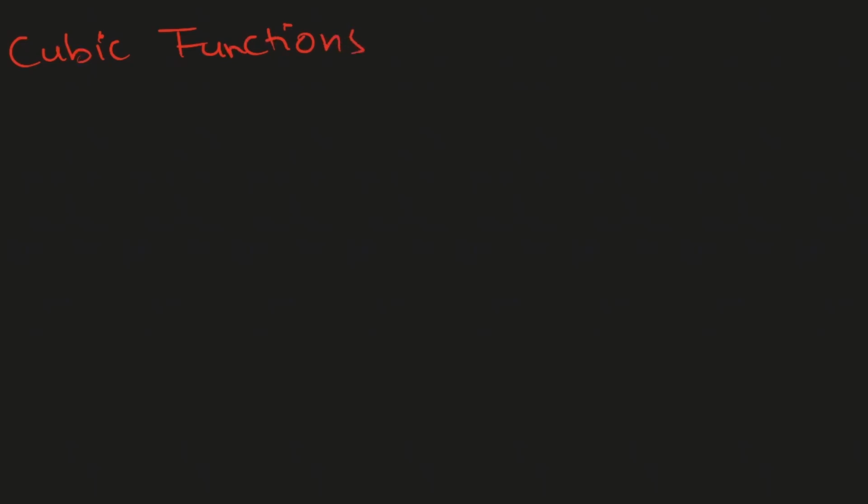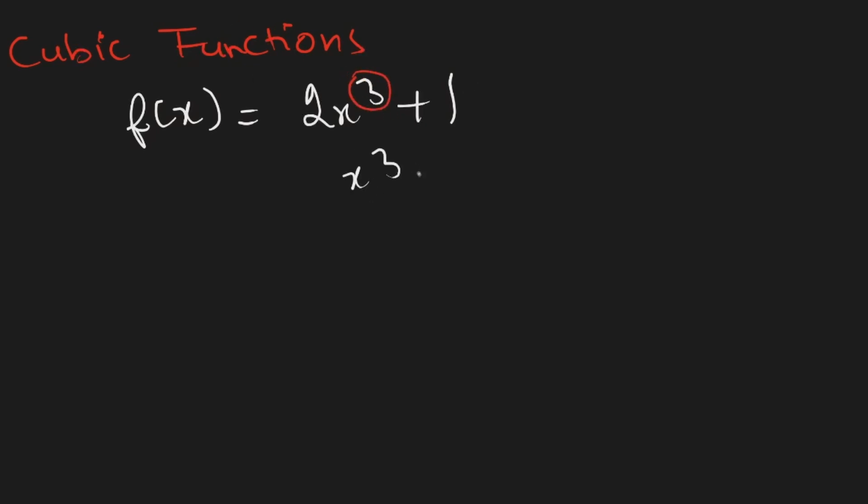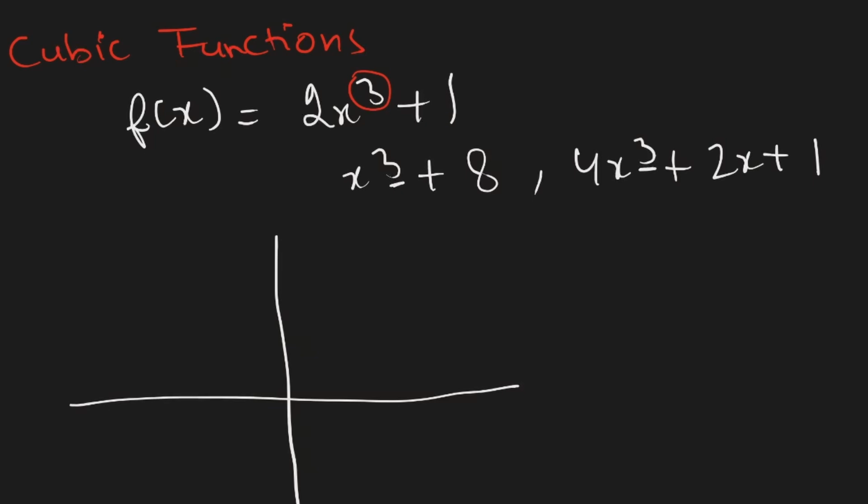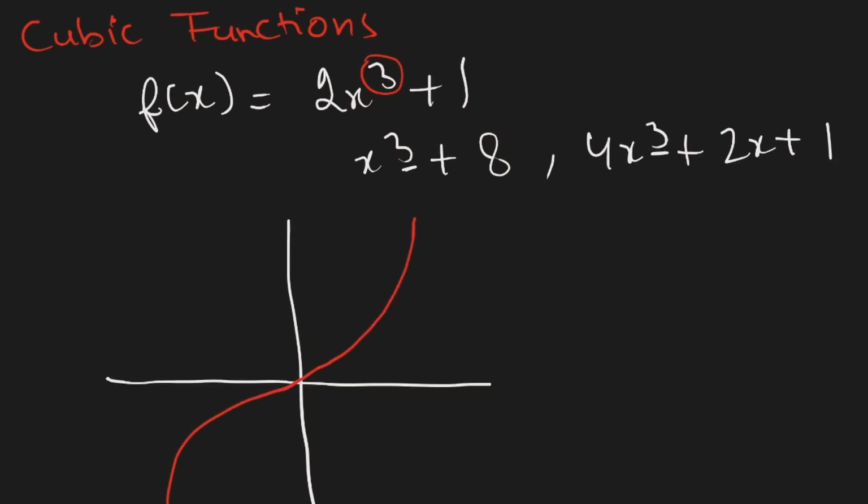Next one is the cubic function. In these types of functions, the power of x is raised to 3. So we have x cubed, y cubed, z cubed. It could be any unknown. The only thing is that it's of power 3. For example, we have 2x cubed plus 1, x cubed plus 8, 4x cubed plus 2x plus 1. The power of 3 makes it a cubic function. If we want to plot its graph, it's somewhat different because it grows differently than the quadratic and linear functions. So this is the graph of a cubic function.